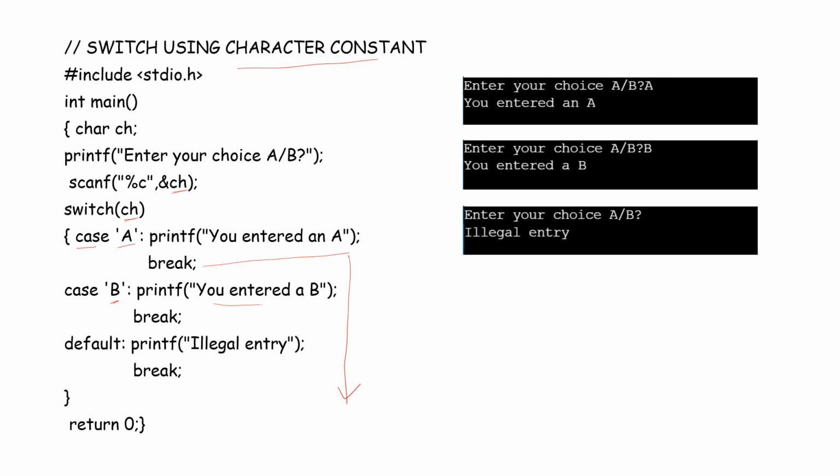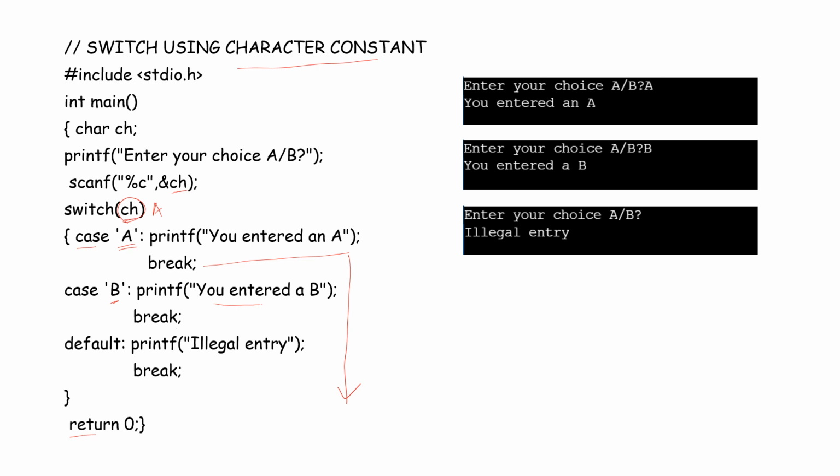Right? So consider the output here. Here the user has entered A as an input. So what happens here? ch has the value A. This gets compared with each of the case labels. So A gets matched here. You print you have entered A. You have a break statement. Come out of this switch block. After the switch block you have written return 0, that is the end of the program.